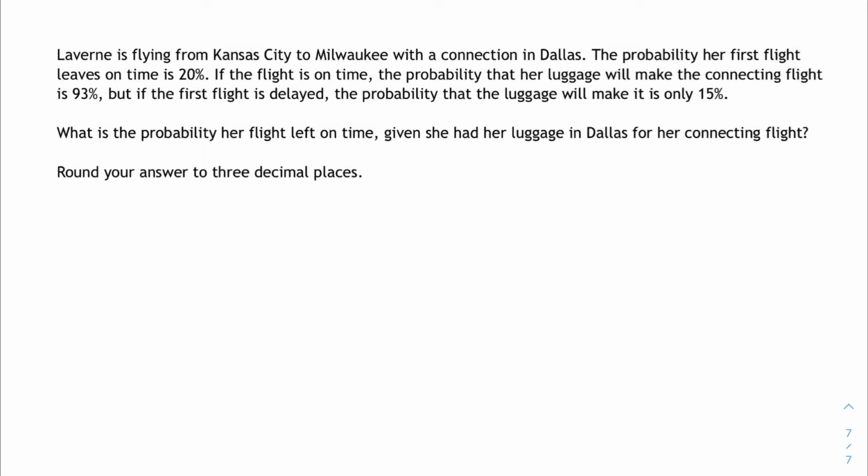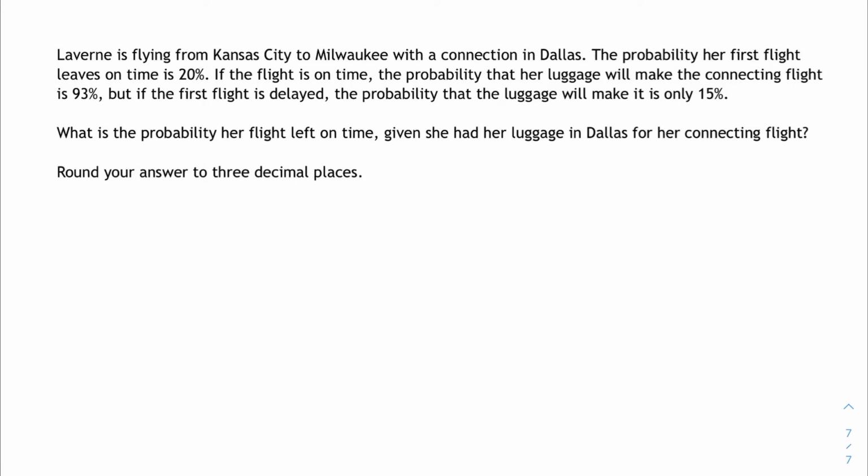Okay, Laverne is flying from Kansas City to Milwaukee with a connection in Dallas. The probability her first flight leaves on time is 20%. If the flight is on time, the probability that her luggage will make the connecting flight is 93%. But if the first flight is delayed, the probability that the luggage will make it is only 15%. What is the probability her flight left on time given she had her luggage in Dallas for her connecting flight? Round to the nearest three decimals.